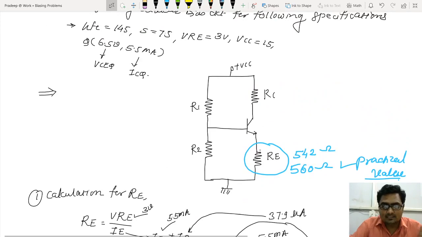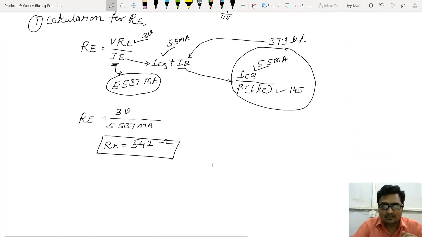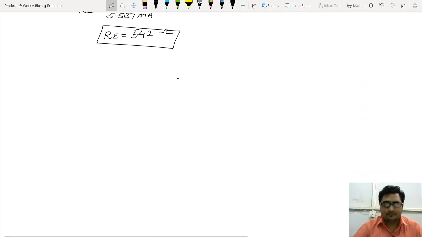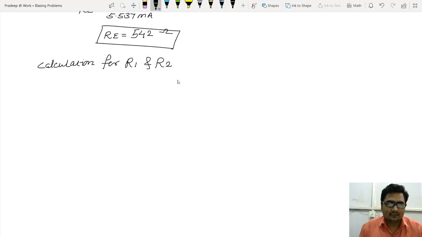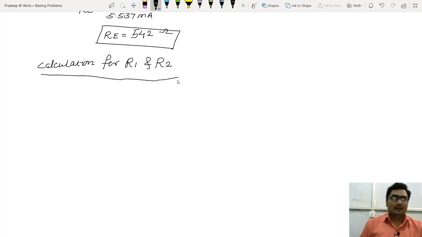We have 4 resistors and we have calculated only one. RC, R1 and R2, 3 are still pending. What's next, RC or R1 and R2? Let us have R1 and R2 first. Let me write down here: calculation for R1 and R2.